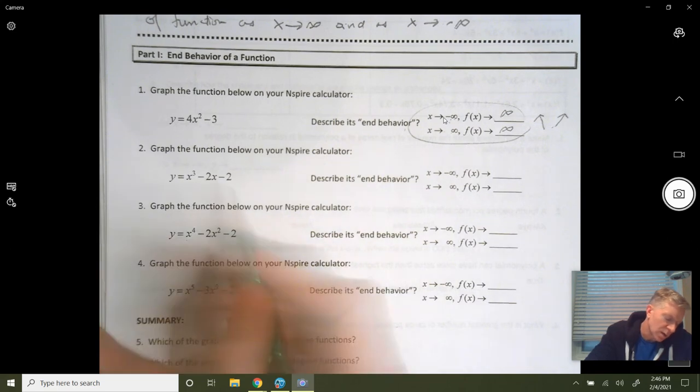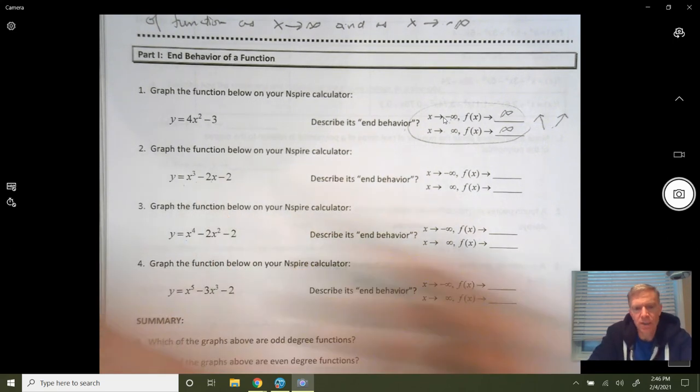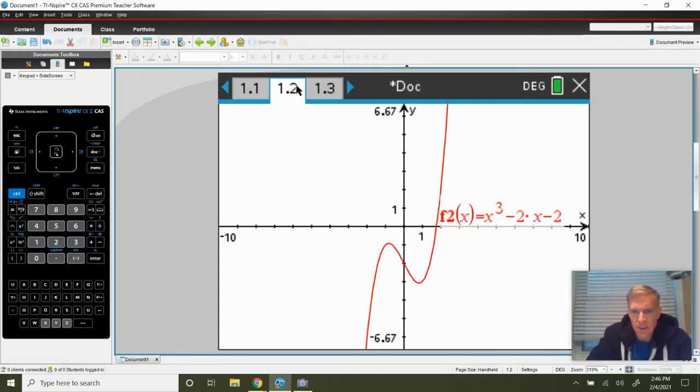Okay, the next one, y equals x cubed minus 2x minus 2. I graphed this one correctly. As x goes off to the left, my y is going down to negative infinity. As x goes off to the right, my y is going up to positive infinity.